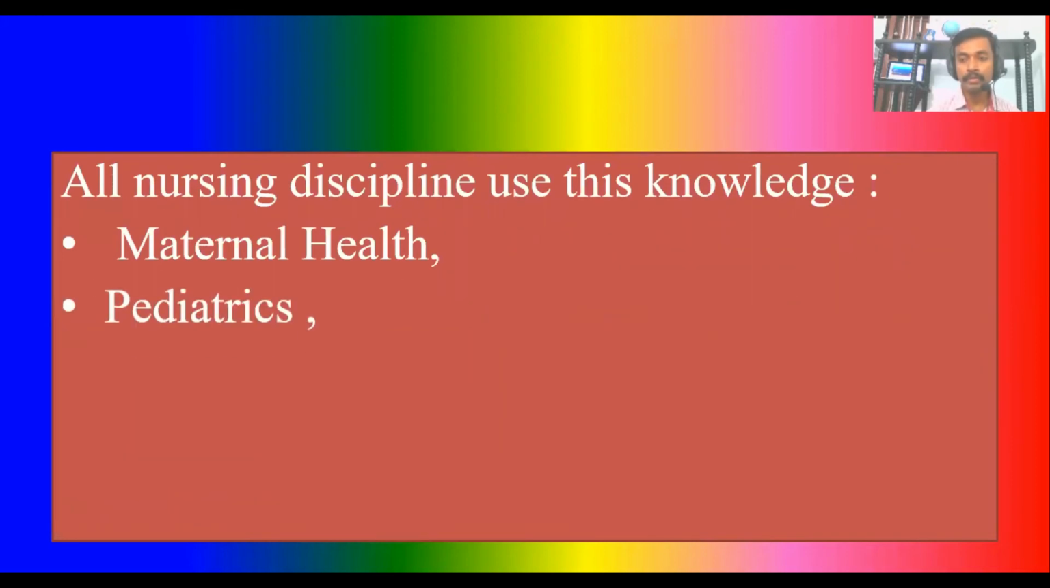Then pediatric child health. Every child should be socialized. Lack of socialization causes various childhood mental health issues. Then medical surgical. We can use this knowledge to treat diseases and reduce the intensity of disease. For example, in the time of surgery, to reduce the pain, less talk.